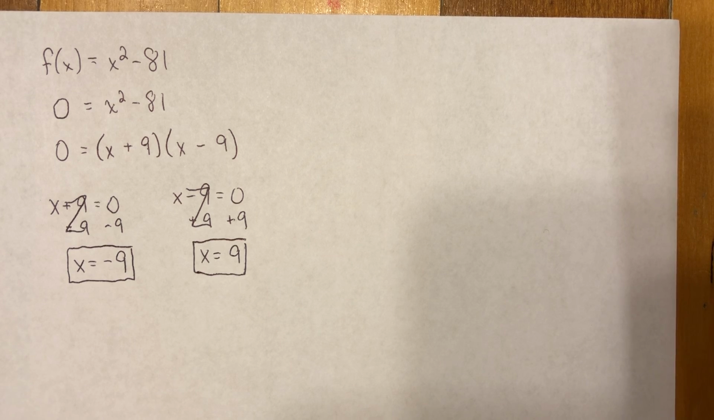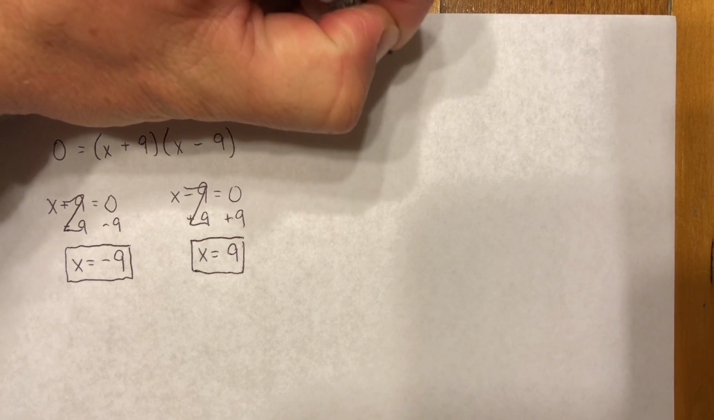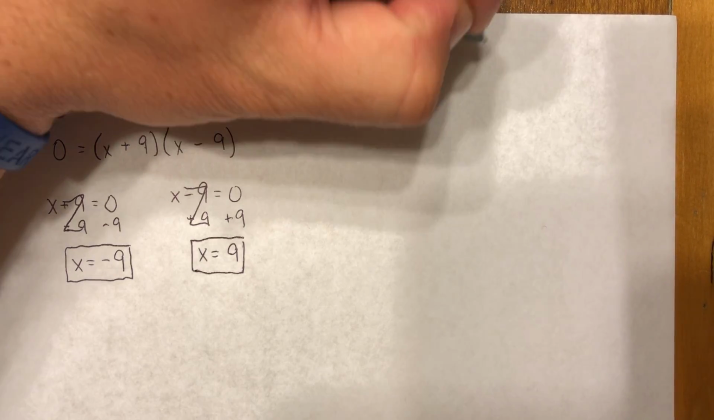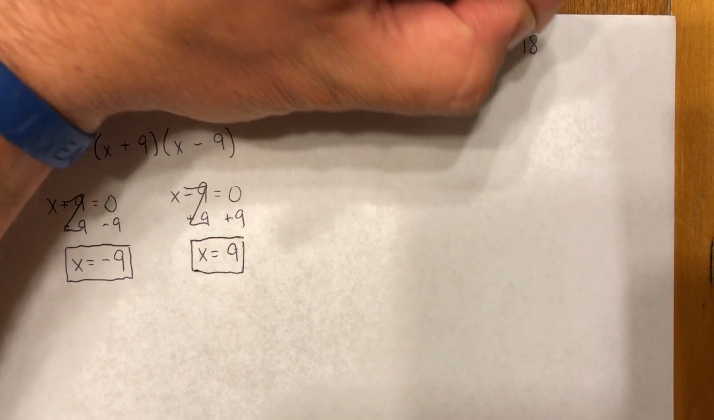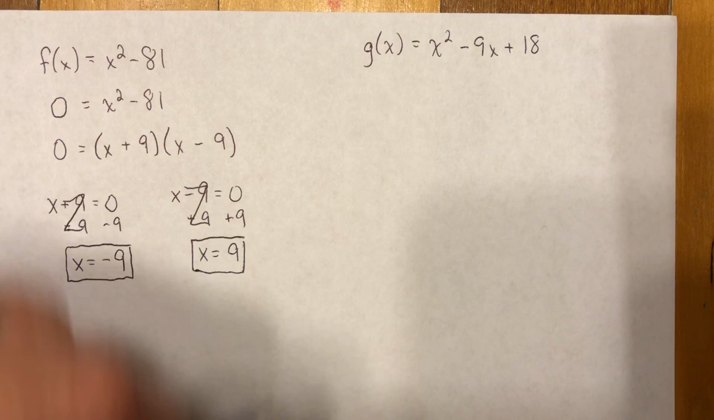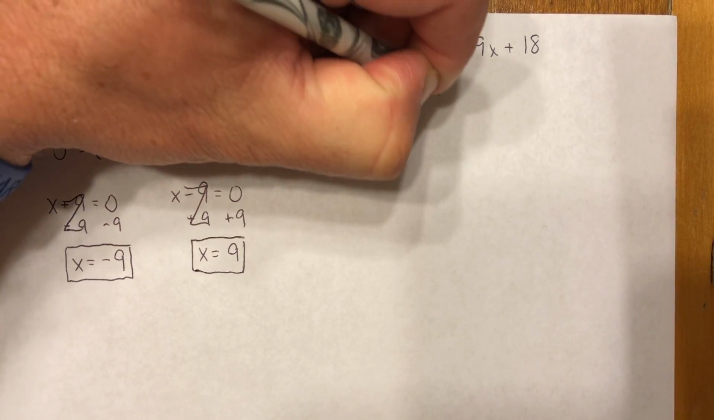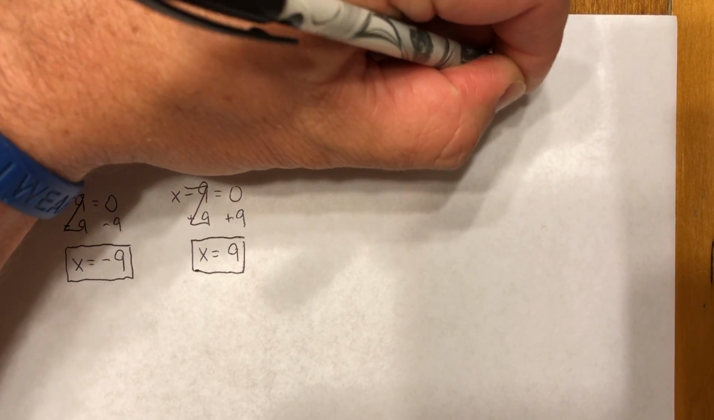All right, moving on to a second example. We'll call this one g of x. g of x equals x squared minus 9x plus 18. Again, we want to replace our g of x with a 0 because we're looking for the zeros of our quadratic function.